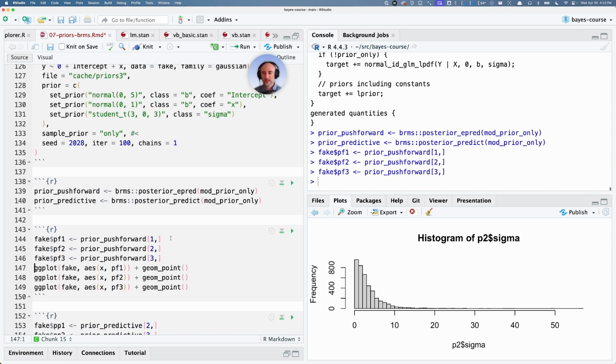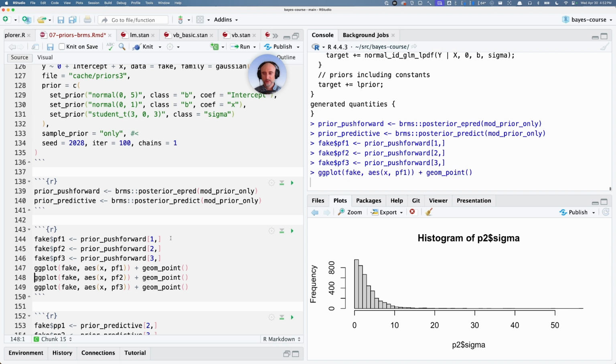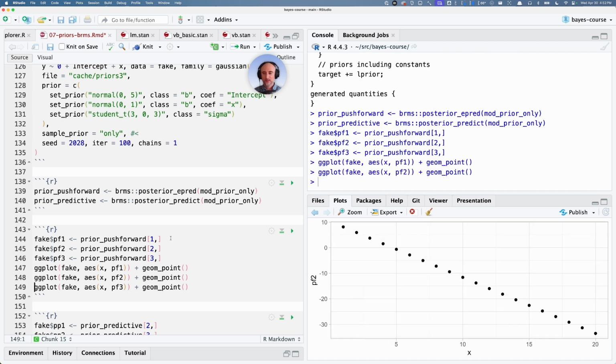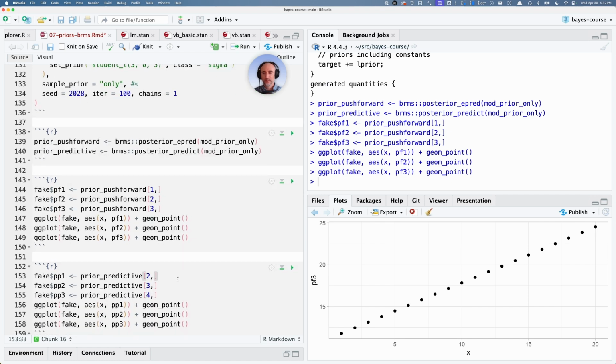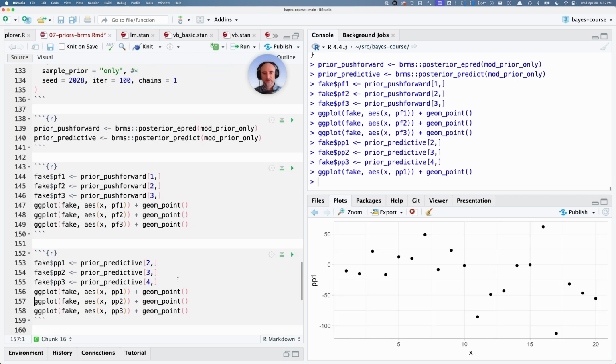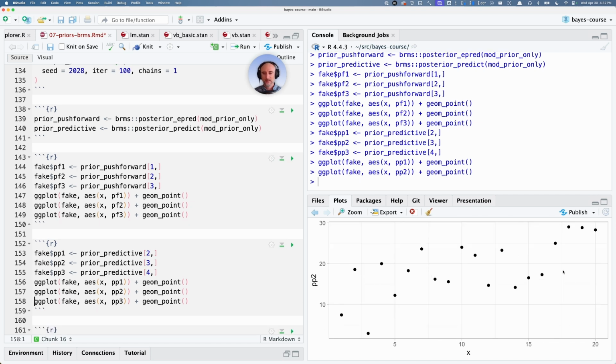Now if we just take 3 example replicates from the push-forward simulation, we can see what those look like here. They are straight lines because these are basically possible regression lines and they don't have any observations on them. And if we look at the prior predictive simulations, there's lots of noise here because we're adding observation error on top of the draws from the slope and intercept coefficients.